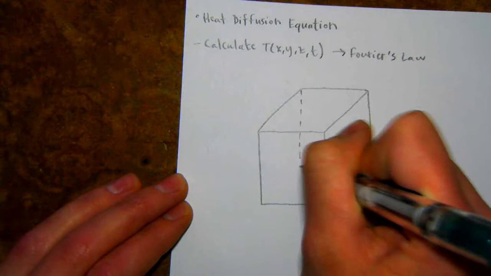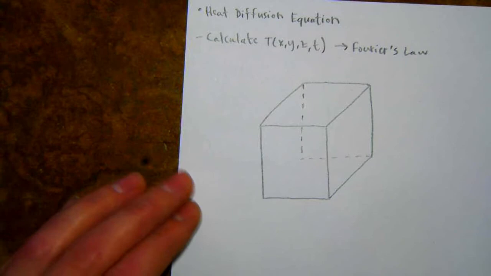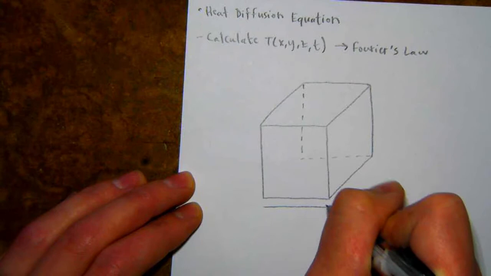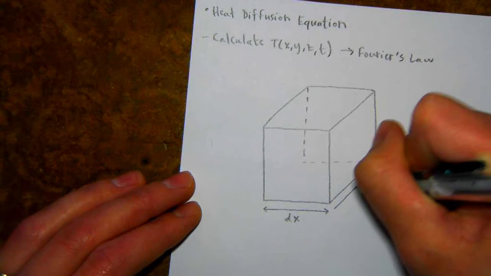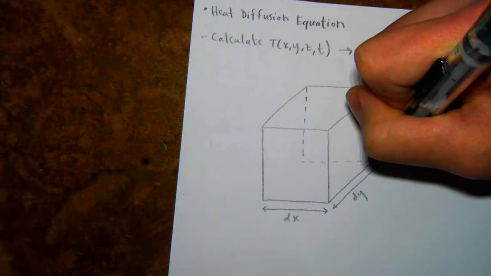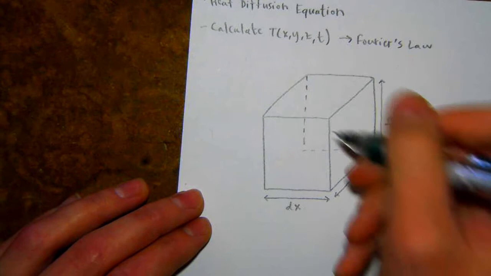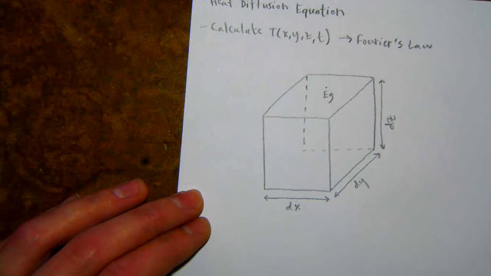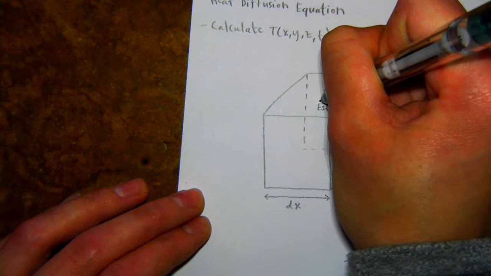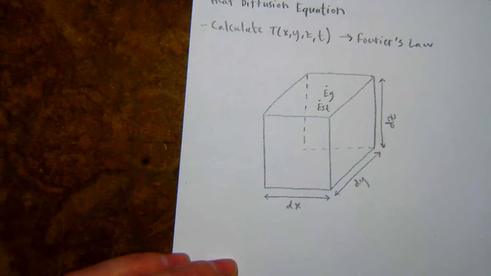Okay, so we're going to have the size of the element dx, dy, dz. We're going to assume there's some energy generated inside, so E dot G, and that there's some change in the stored energy of the element, so E dot stored. And that's inside the differential element. Define our axes, which is important. Z.